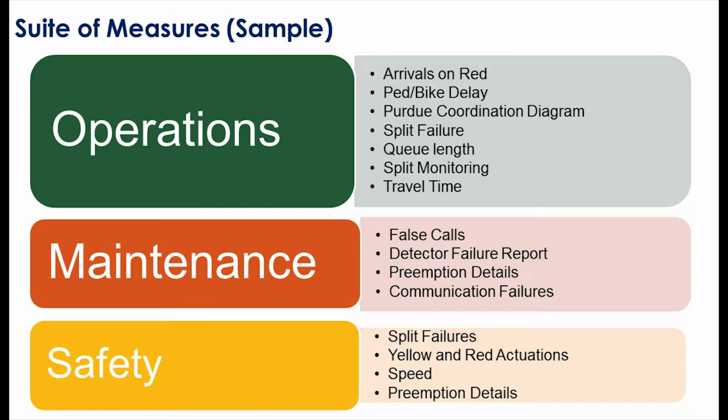Under maintenance, we have things like false calls, detector failure reports, preemption details, and communications failures. And the preemption details is actually pretty important. FRA put out a technical bulletin, I think earlier this year or late last year, and it talked about the need to have monitoring devices at signalized intersections for preemption. And up to now, there's not really been a real specification on a device for that or what preemption details needed to be collected. So this is a mechanism to accomplish that.